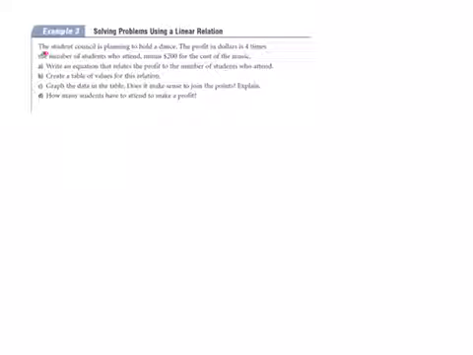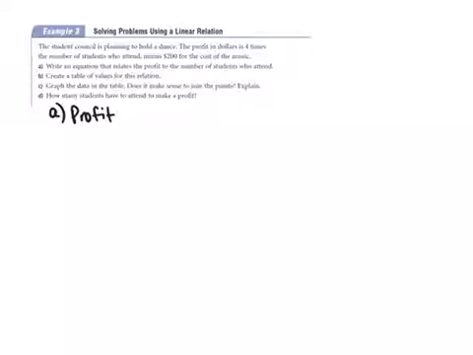So this word problem is: the student council is planning to hold a dance. The profit in dollars is 4 times the number of students who attend minus 200 for the cost of the music. So the first question says, write an equation that relates the profit to the number of students to attend. So we first kind of want to talk this out. So I'm going to put the words that I know.